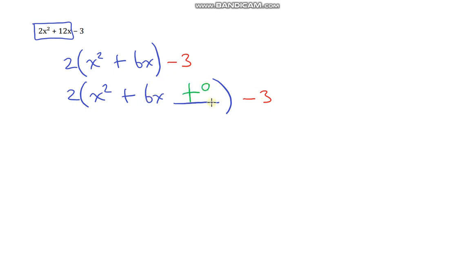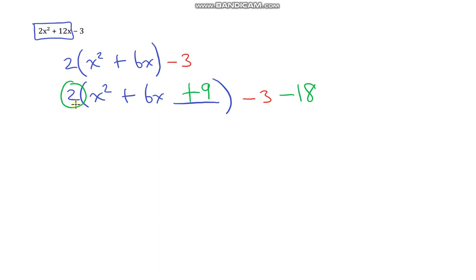So I'm going to write plus 9, but again, I haven't added on 9. Although I've written plus 9, I've added on 2 lots of 9, because again, we factored out a 2 right from the very beginning. Everything inside these brackets is being multiplied by 2. So I've actually added on 2 lots of 9. So if I add on 2 lots of 9, I've added on 18. So if I add on 18, I need to subtract 18. And again, this second step is really crucial.